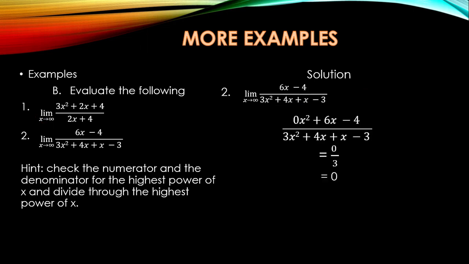Okay, let's quickly look at the second example. The second example says find the limit of this function as x tends to infinity. In this case, we can see that the highest power, x squared, is in the denominator, but it is not in the numerator. To add it to the numerator, we do the same thing we did in example 1 by multiplying x squared by 0. In this case, we have 0 in the numerator and 3 in the denominator. So we are dividing the coefficients of the highest power of x, and 0 divided by 3 gives us 0, and that is it.